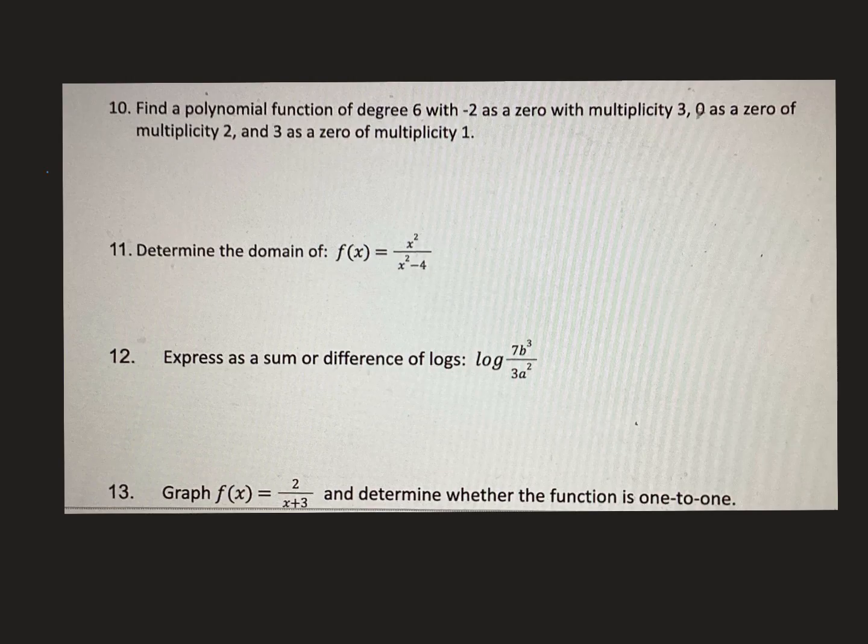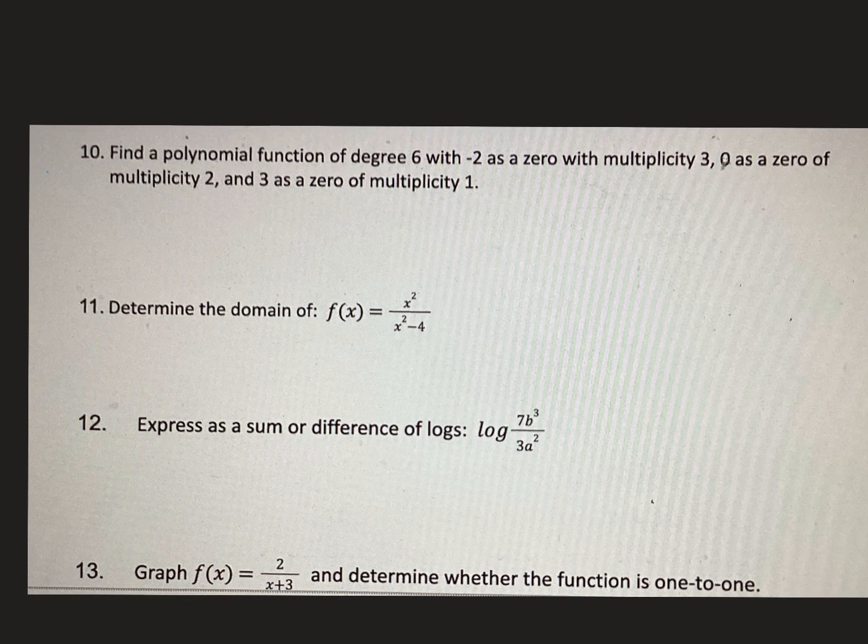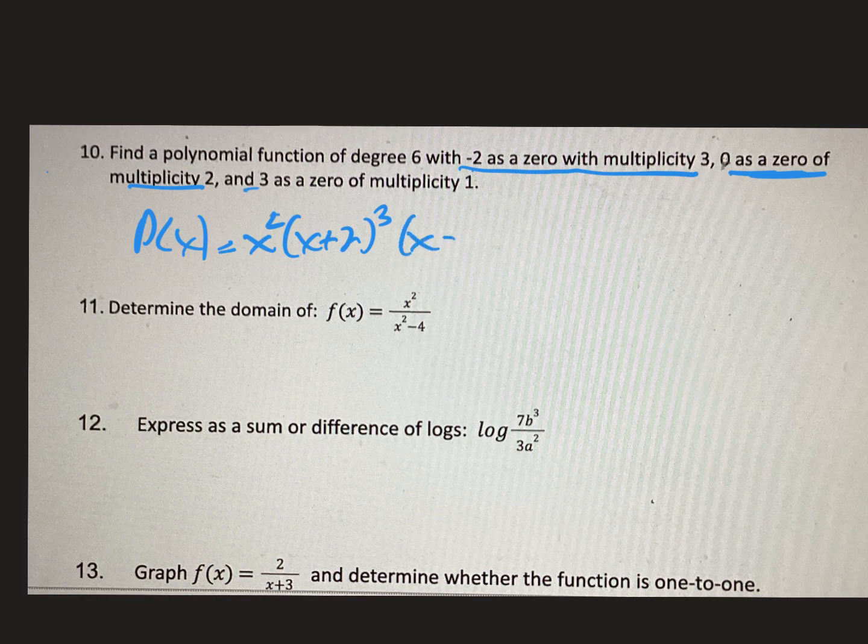Number 10, find a function with all this stuff being true. It says degree 6, so it means I have to have 6 x's when I get done. P of x equals, it says -2 is a 0, multiplicity 3, so there's 3 of them. So I'm going to put x plus 2 cubed. 0 as a 0 is just x, multiplicity 2, so it's squared. And then finally, 3 is a 0, multiplicity 1, so it would be x minus 3. You don't need to put a 1 right there. If you add all those x's up, there's 6 x's.